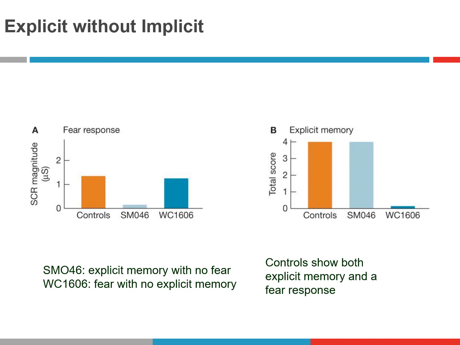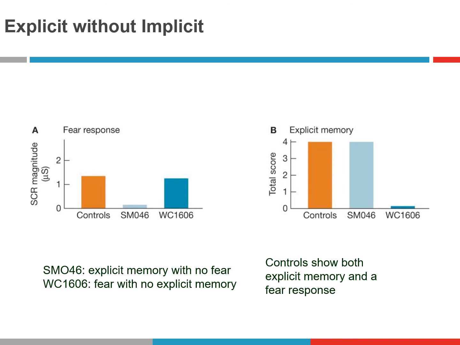So the SMO46 patient, right, has an intact hippocampus but damage to the amygdala, whereas patient WC1606 has an intact amygdala but no hippocampus, right? So we see if we look at the fear response, which was measured using basically skin conductance, or what's called the galvanic skin response, which basically just measures perspiration, which is a physiological measure of fear. Right? So we see that for as far as the fear response goes, the patient 46 shows no fear response as evidenced by their SCR, right?